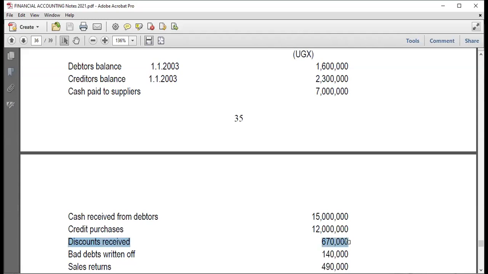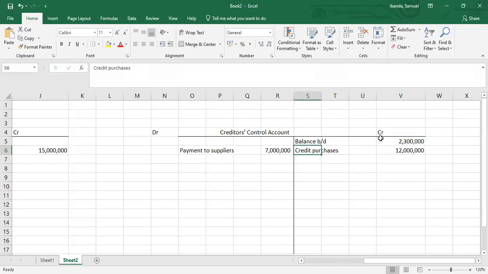Okay, discount received relates to creditors as well, because it is us that are receiving the discount, okay? Discount received reduces our debtors, and anything that reduces our debtors is debited in the debtors control account, okay? So I'll record the 670 right there, like that.